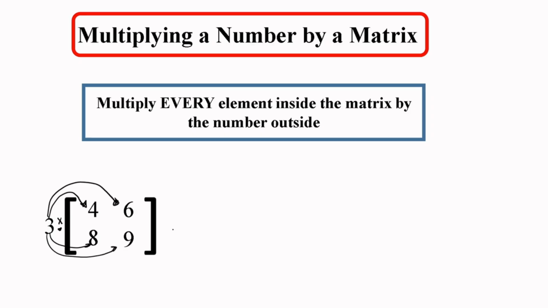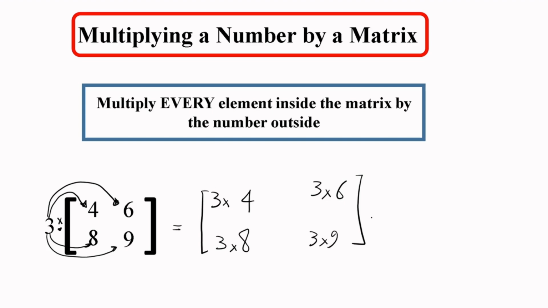There is no difference. This 3 must be multiplied to every single element or member inside the matrix. What are we going to have? We are going to have 3 times 4 for the first row and first column, 3 times 6, 3 times 8, and 3 times 9. If I simplify that, 3 times 4 will be 12, 18, 24, and 27. Really simple.